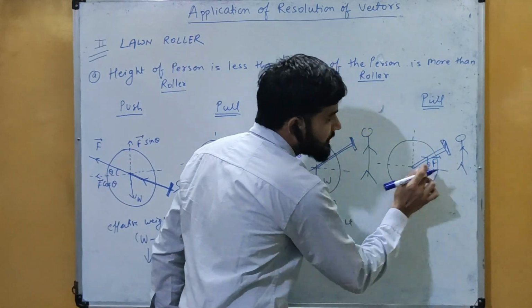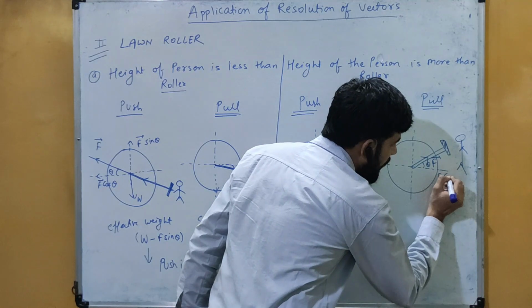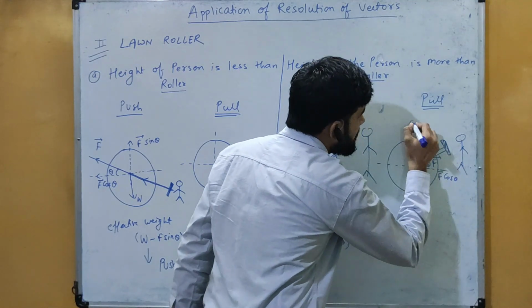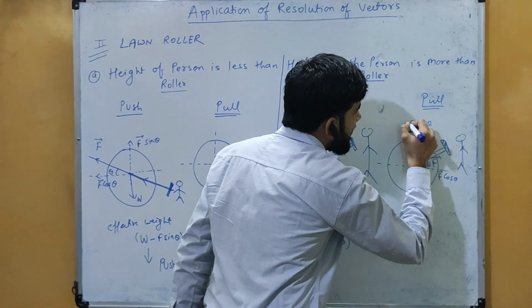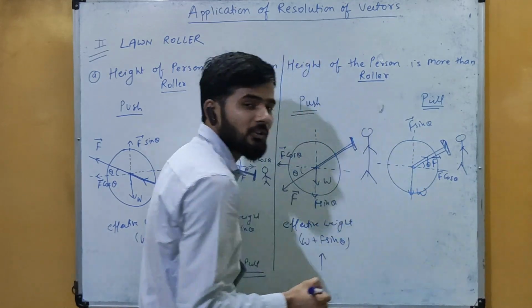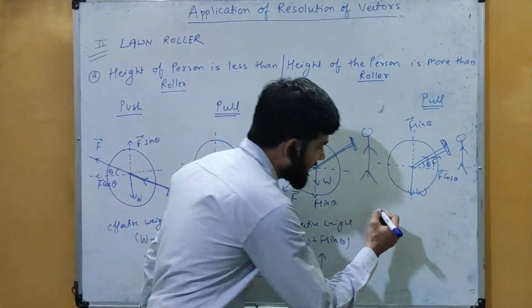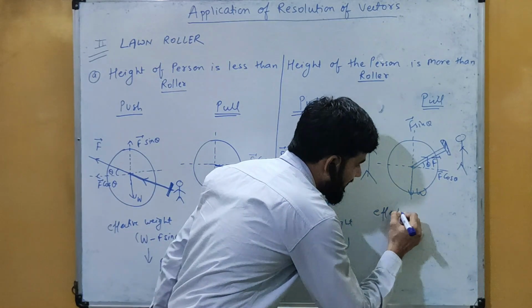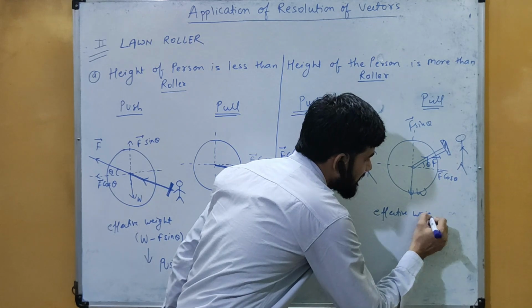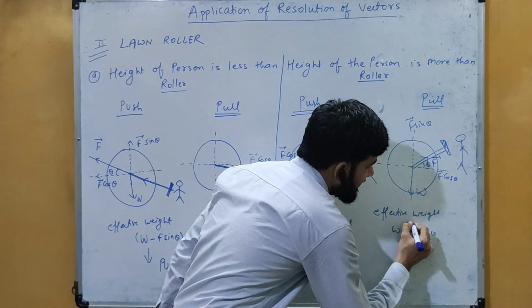In both the cases we are assuming theta to be the same. Okay, now here I can resolve this force along the two different axes, that is here F cos theta and here it will be F sin theta. And here in the downward direction the weight of that roller will act. Now what will be the effective weight? I can write here this effective weight, that will be equal to W minus F sin theta.